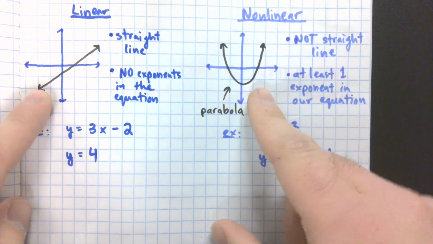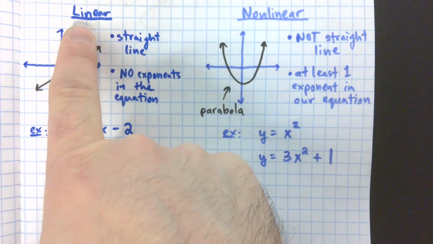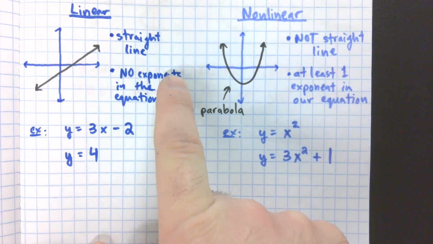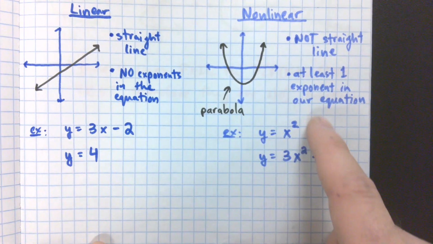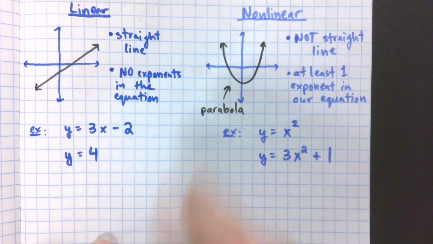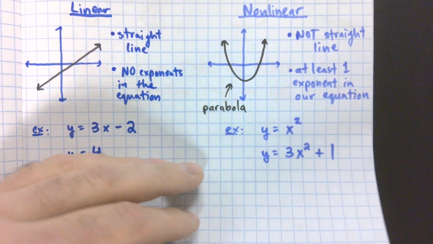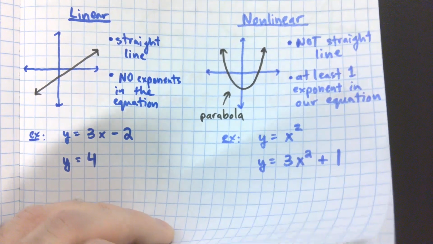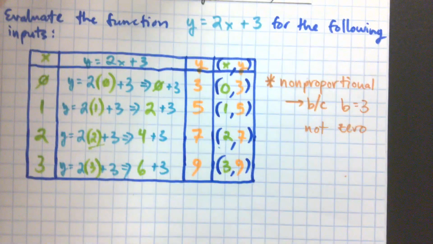Obviously, we don't have this graphed, so we can't compare the shapes of the lines. But linear functions have no exponents in the equation. As soon as you see this tiny little 2 on the top, we know that it's going to be nonlinear. But if we don't see that exponent, it's always going to be linear. So this is non-proportional, and this is linear.